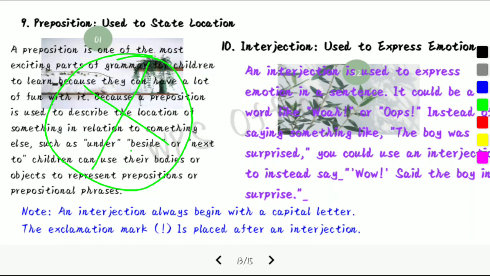Then the tenth and last part is interjection, used to express emotions. An interjection is used to express emotion in a sentence. It could be a word like wow or oops. Instead of saying something like the boy was surprised, you could use an interjection to say, Wow, said the boy in surprise. We should always remember that an interjection always begins with a capital letter. The exclamation mark is placed after the interjection.